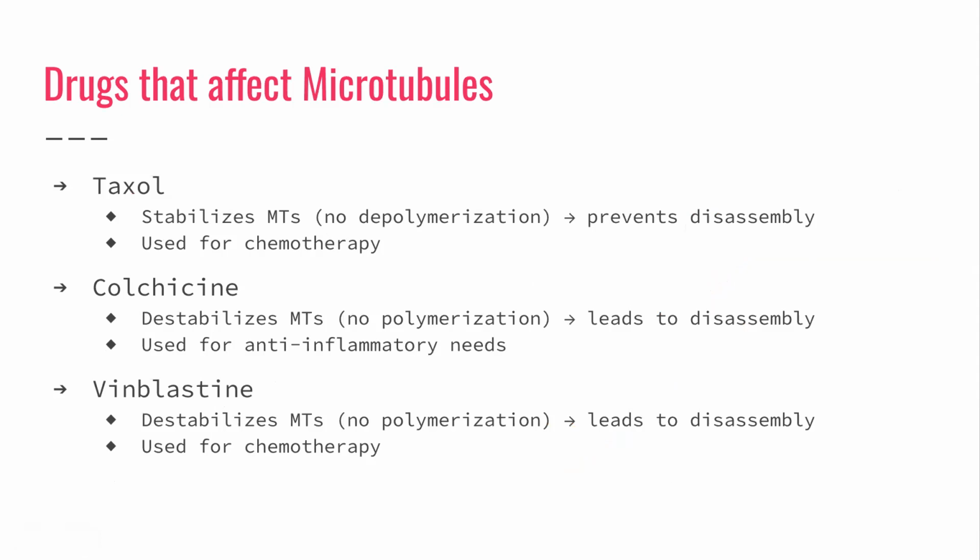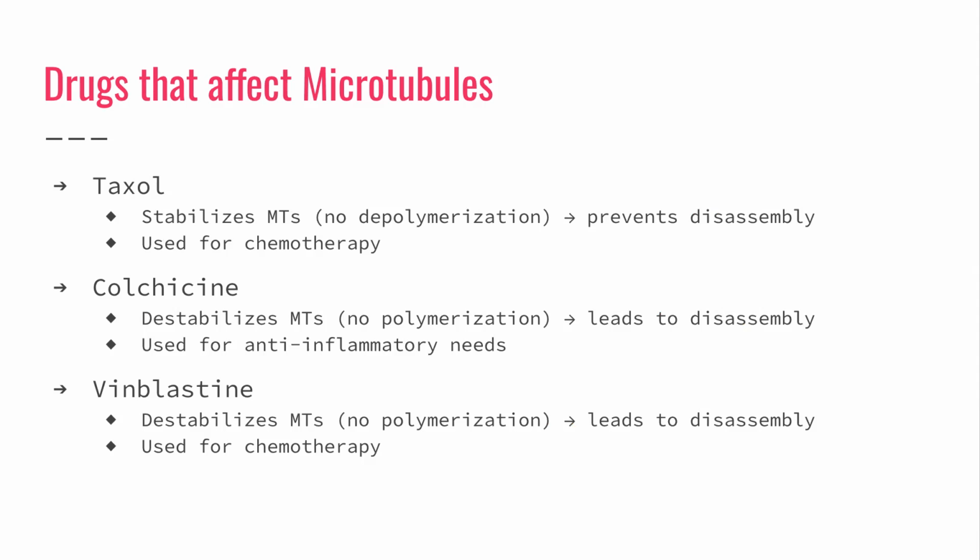Okay, so different drugs that affect microtubules. You have Taxol, which stabilizes microtubules and prevents depolymerization. You have colchicine, which leads to depolymerization, as well as vinblastine, which also leads to depolymerization.